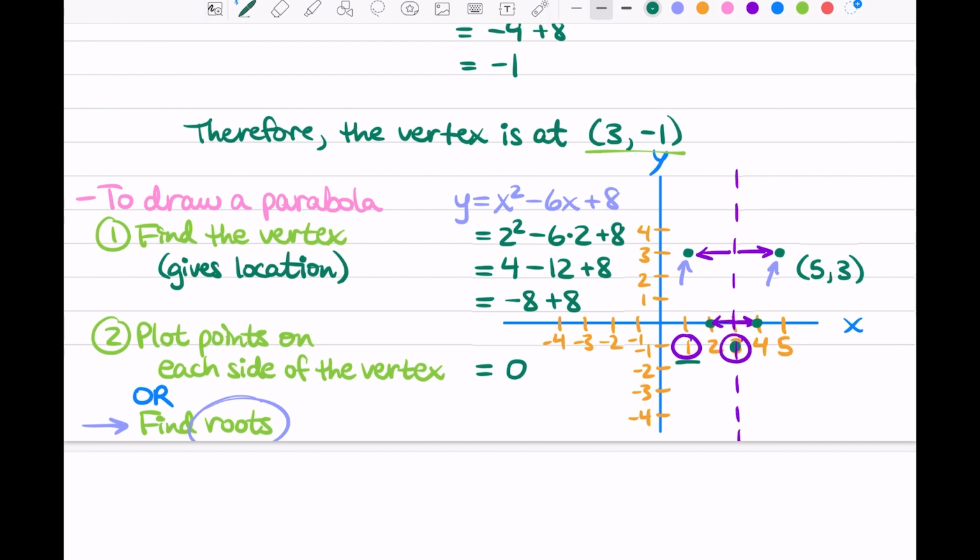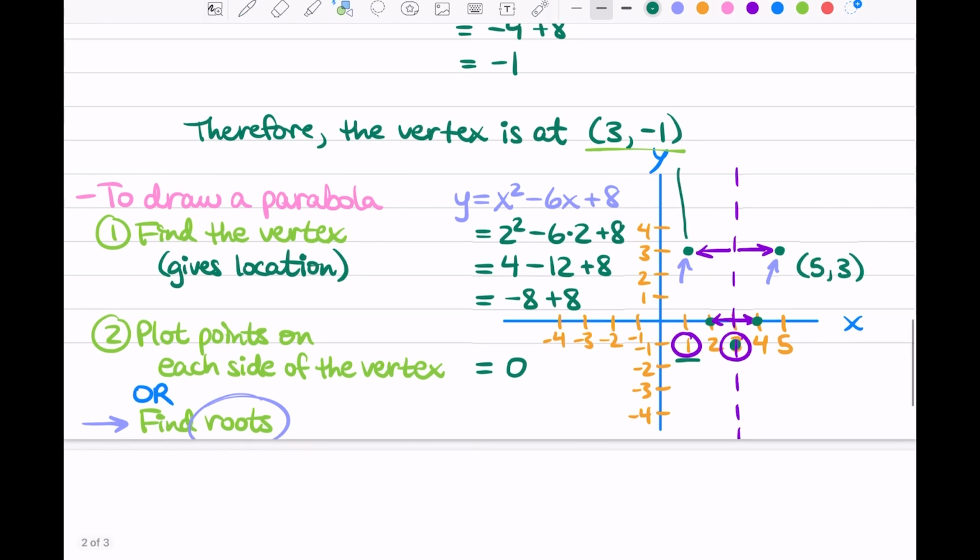So we can finally draw our parabola. And there we go, we have our parabola. First we found the vertex, which gave us our location. Then we plotted some points on each side of the vertex. And this gives us our shape. Those points we plotted help us see how wide that parabola is.